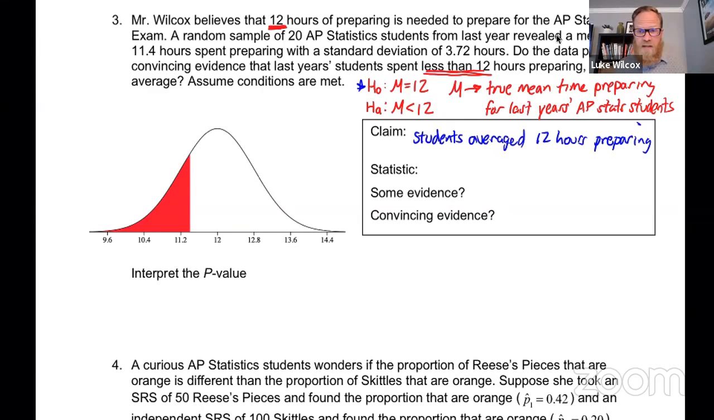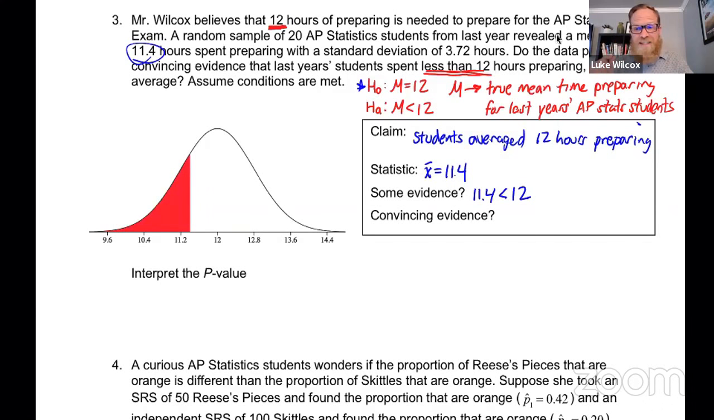Now, the statistic is the observed result that we got from our sample here, and we know that that is 11.4. Making sure that I'm using the correct notation here, this is a sample mean, so I'm going to use x bar, and the statistic here is that x bar is 11.4. Now, does that provide some evidence that the true mean is less than 12? Well, sure it does, right? 11.4 is in fact less than 12.